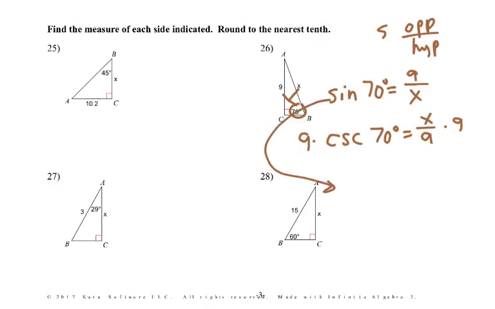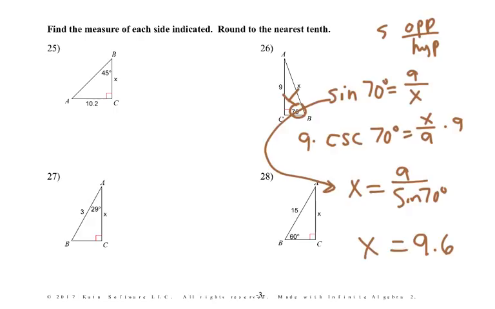If you worked through this one, you'd end up getting x equals 9 over the sine of 70 degrees. Okay, so whichever one you choose, you're going to get the same answer, which ends up being about 9.577, so 9.6.